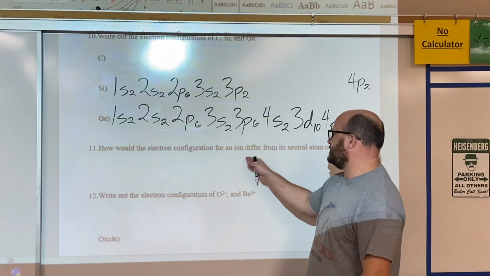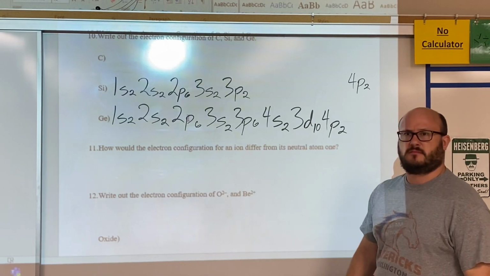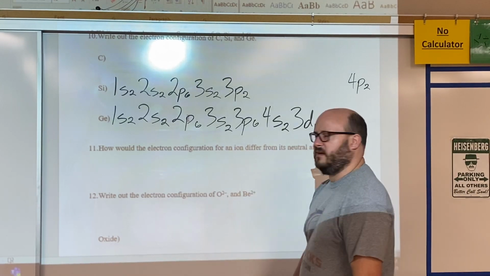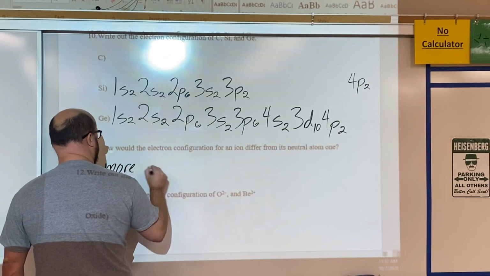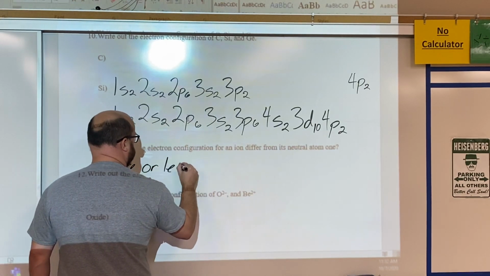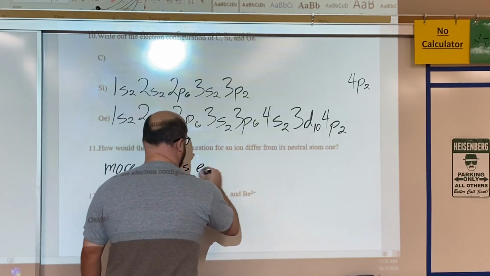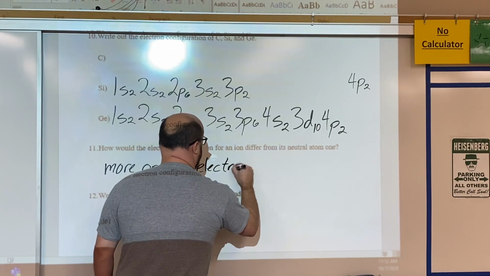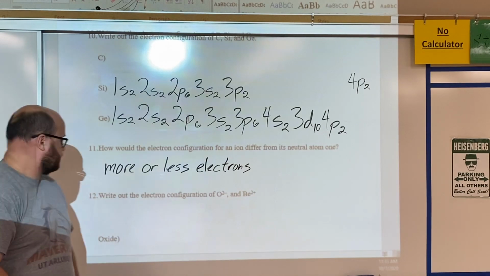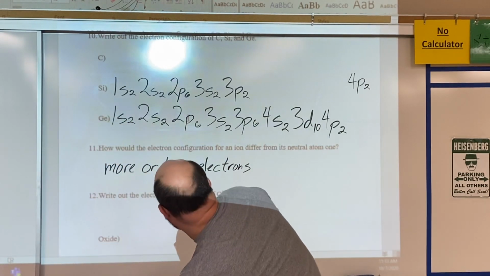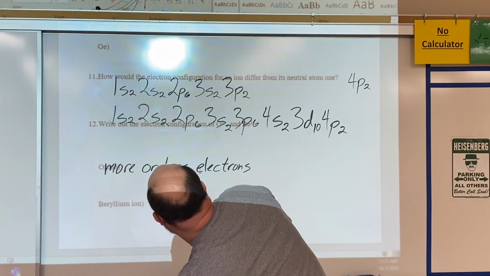Question 11 asks us, how would the electron configuration for an ion differ from its neutral atom? Well, what's an ion? It has more or less, big players in this chapter, electrons. I'm not worried about us writing out electron configurations for ions. Like I said, we're just going to skim through it.